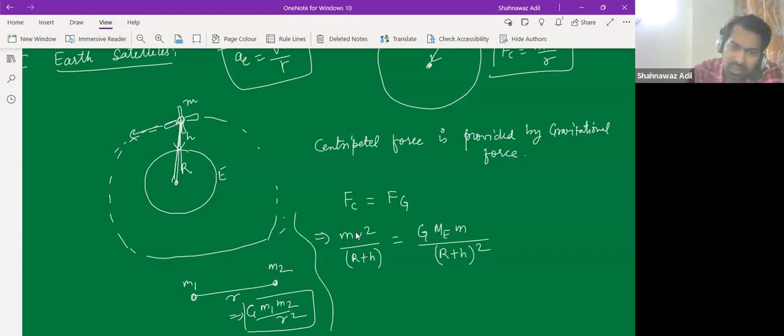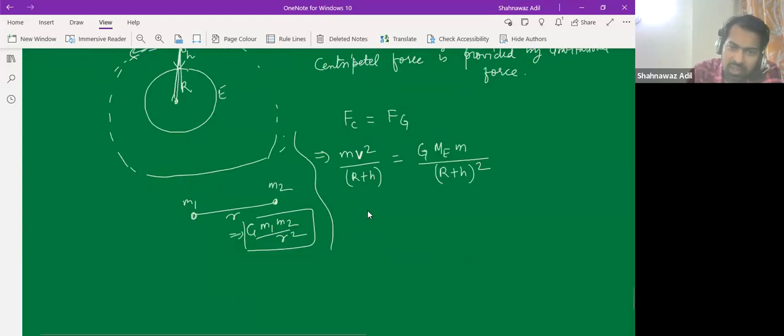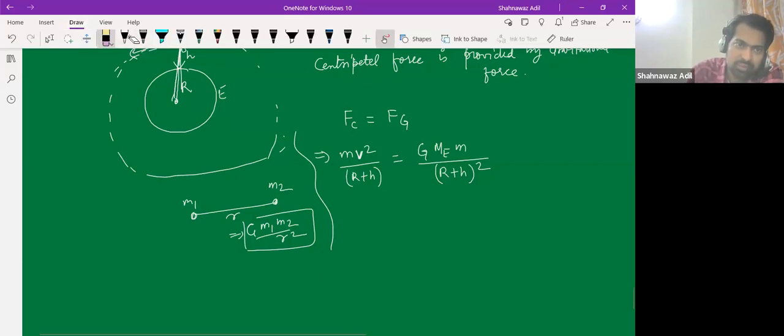So this speed is called the orbital speed. How much would this orbital speed be? In escape speed, we have to work against the potential energy, so we have to provide kinetic energy. That is escape speed. In the case of orbital speed, we have to remember that centripetal force is equal to the gravitational force.